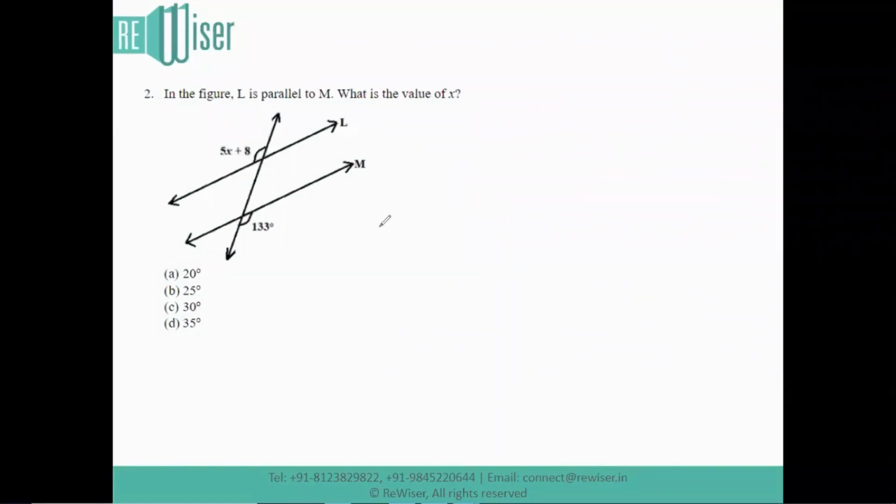In this question, if I talk about the angles in any two parallel lines, these angles we call exterior alternate angles. In that case, the alternate angles will always be equal. So I can simply say 5x plus 8 has to equal 133. Then 5x has to equal 133 minus 8, which is 125. That is the reason the value of x has to be 25.